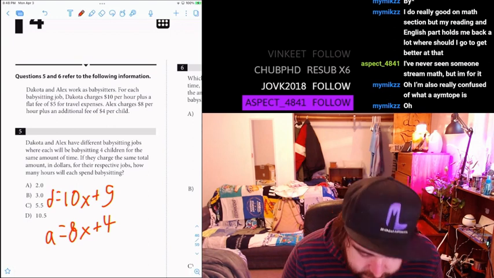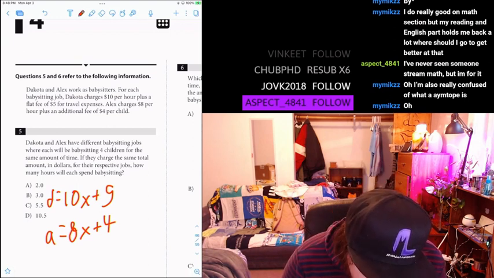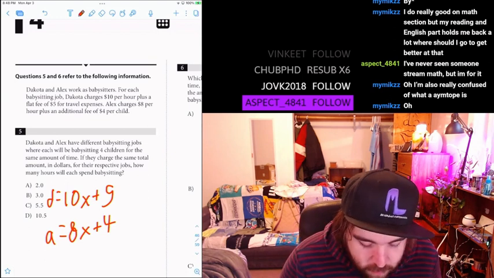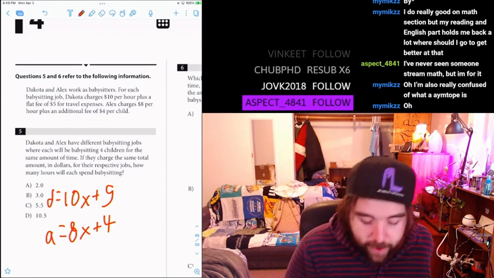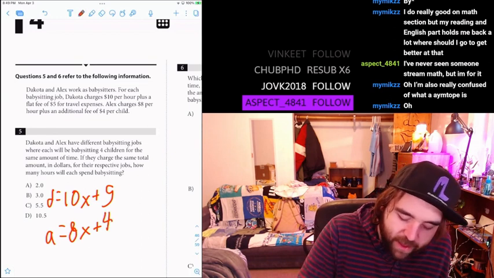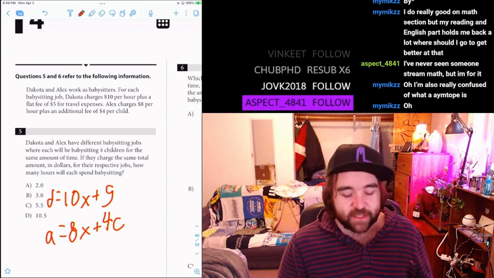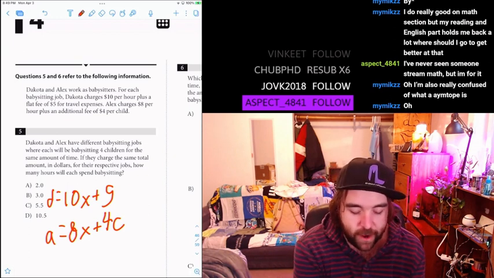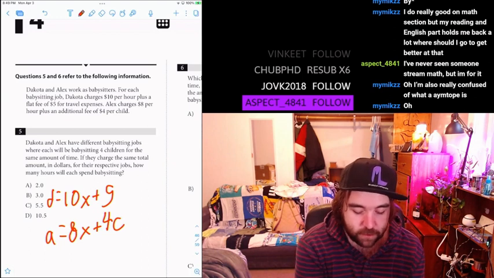Is this like a per child situation as well? Oh, additional $4 fee per child. Whereas Dakota doesn't care how many children. Oh, interesting. So that's not an additional $4 flat fee. That's $4 times C, $4 per child. He's got $8 per hour and $4 per child.